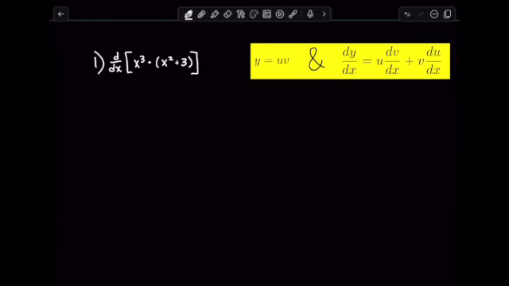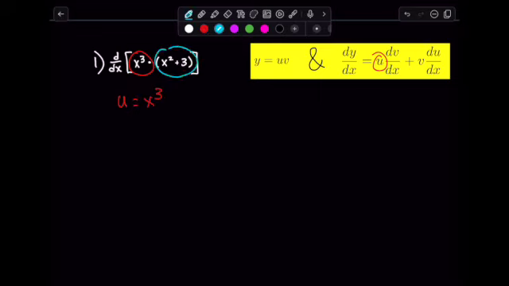So jumping right in, let's find the derivative of x cubed times x squared plus 3. For all these problems, all you need to know is how to define u and v. Once you know how to do that, you can plug and chug into the formula and solve any product rule problem on your exam. In this case, the first term, u, equals x cubed, and v equals x squared plus 3.